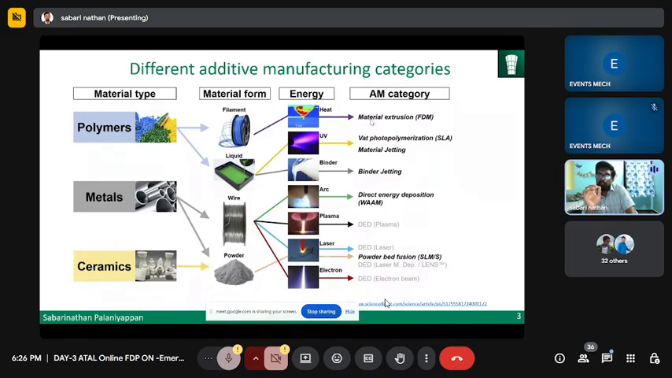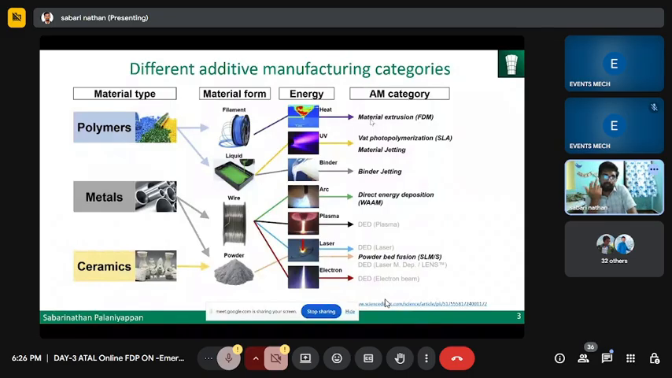In the material extrusion method, they use the material in the form of wire, melt it using a heat source, and deposit it on the workbench, which is called the print bed. The second one is vat photopolymerization. In this method they use a liquid ink, which is a photopolymer, and a UV source, which is called SLA. When they use a binder, it is binder jetting.